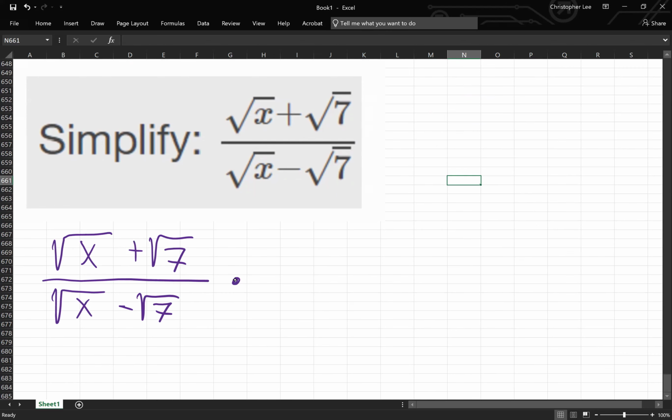So what do I have to multiply this by to get rid of those radicals? What do you think? So I want to get rid of the radicals over here in the denominator. So what do I have to multiply them by to get rid of them? Right? So square root x and square root 7. What's that sign? Positive, right? Always the opposite. Well, what I do to the bottom I do to the top, right?